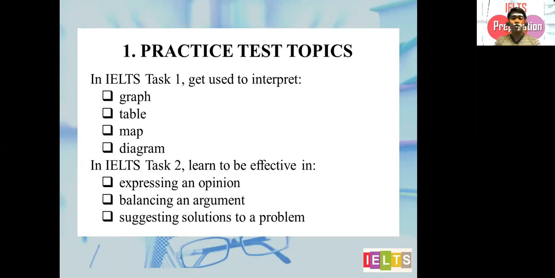Here, you need to use as wide a range of vocabulary as you could, so that they could measure how good your English skill is in the writing respect, because we are talking here about the writing section of the IELTS test part, right? So that's number 1.